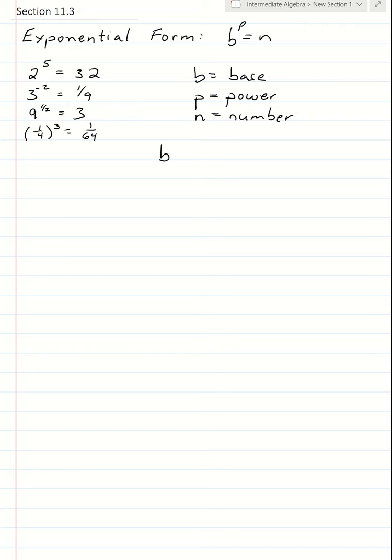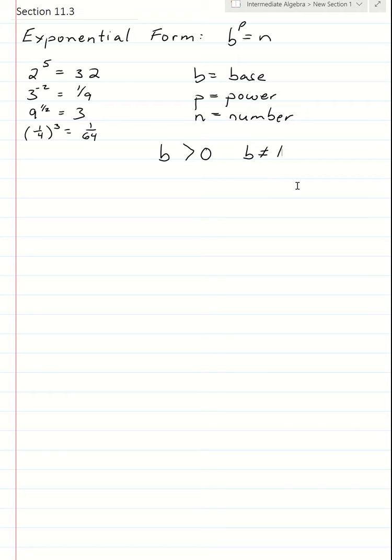Now, in all of these examples, there are certain conditions that need to be true. The base number, whether it be the 2, 3, 9, or 1/4, must be greater than 0. Any number greater than 0, except the base number cannot equal the number 1. So these conditions are being satisfied. Our base numbers are 2, 3, 9, and the fraction 1/4, and all of those bases are positive, and they are not the number 1.